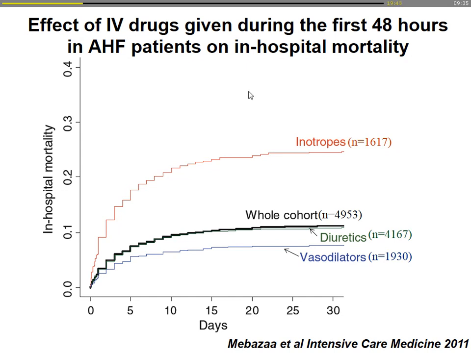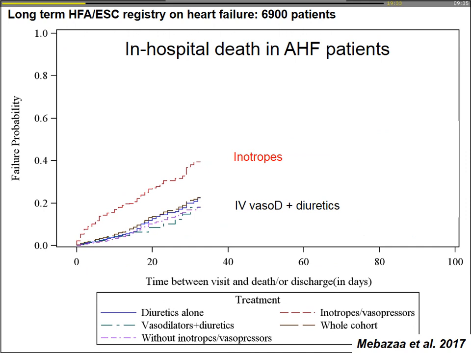And indeed, giving inotropes to those patients, even with a propensity score and several analyses, was associated with a higher rate of in-hospital mortality. To try to confirm this study, I'm happy to show you for the first time here a paper that is almost accepted in the European Journal of Heart Failure. This is the European Society of Cardiology database. Again, there is almost no cardiogenic shock, close to 7,000 patients.